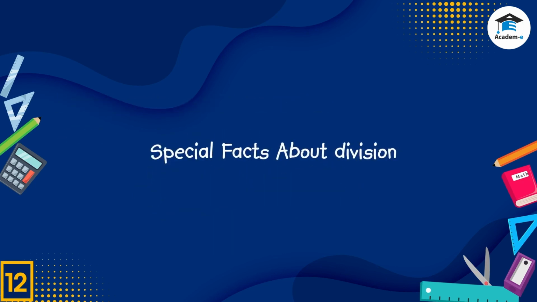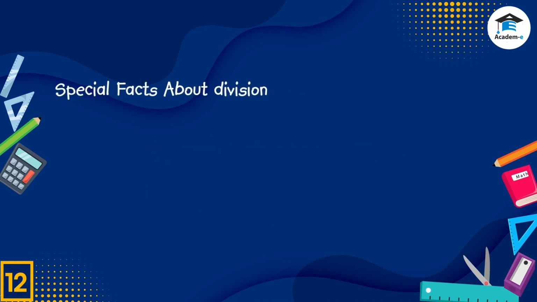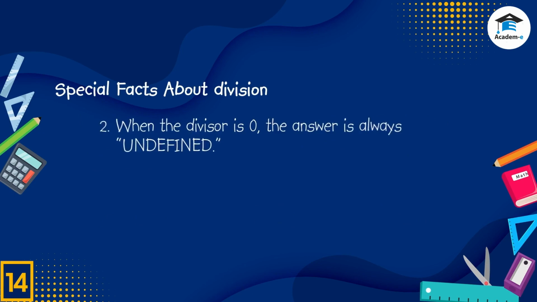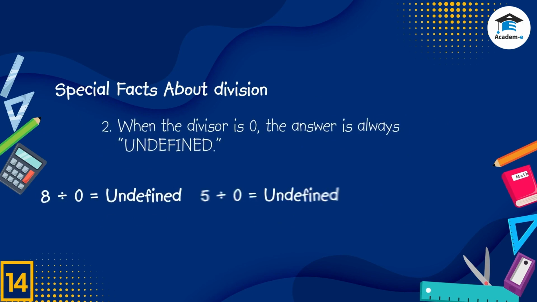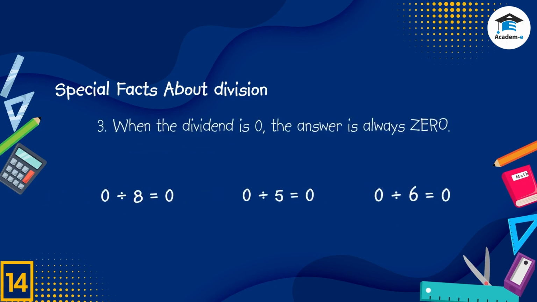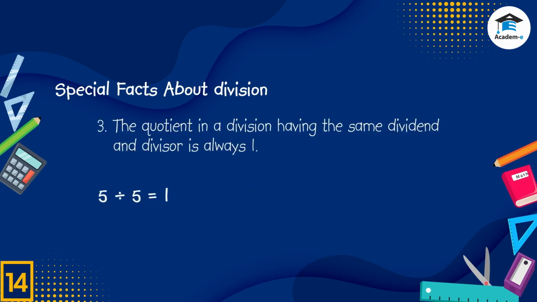Special facts about division. When dividing something by 1, the answer will always be the original number. It means if the divisor is 1, the quotient will always be equal to the dividend. When the divisor is 0, the answer is always undefined. When the dividend is 0, the answer is always 0. The quotient in a division having the same dividend and divisor is always 1.